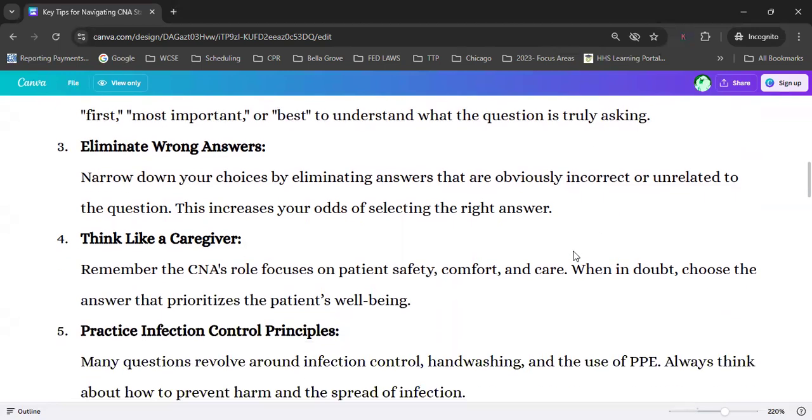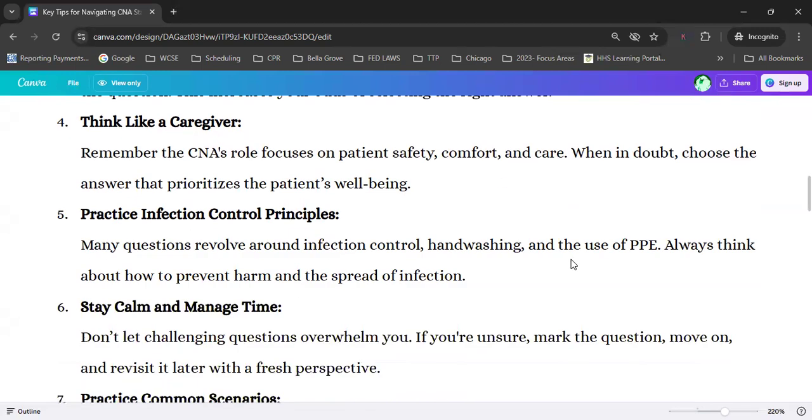Number 3, eliminate wrong answers. Narrow down your choices by eliminating answers that are obviously incorrect. That's a great test taking strategy because you really don't want to focus on any answer that is just out of the question. You want to spend your brain energy on the answer choices that potentially are the correct answer.